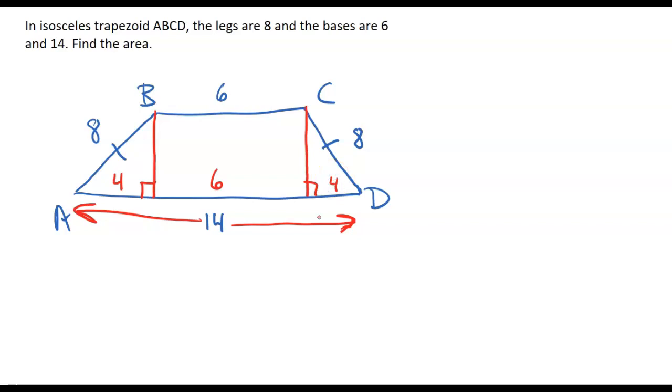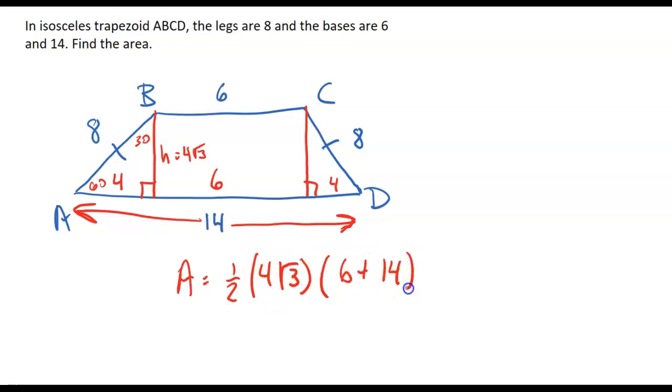All right. So now we know what our height is going to be. We'll call it H, and we'll get that from, oh, hey, look, this is half hypotenuse, which means this must be a 30, 60, 90. So this is 4√3. So our area is 1/2 times 4√3 times (6 plus 14), which is 2√3 times 20, which is 40√3. Now if this were not a 30, 60, 90 triangle, then I would use the Pythagorean theorem to get the height.